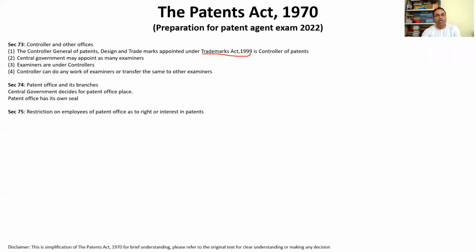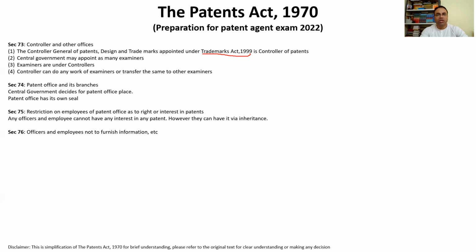Very simple. Restriction on employees of the patent office as to right or interest in a patent. This is important to know. Any officer or employee cannot have any interest in any patent, but he can have it via inheritance. Meaning that if you are working in the patent office, you cannot have an interest in a patent, you cannot be an inventor on the topic, and you cannot be the owner of the patent. But of course, if in your family someone had a patent in his name, then as you inherit all his property, you can inherit that patent by law.